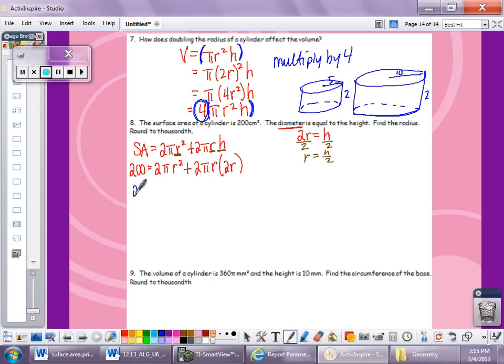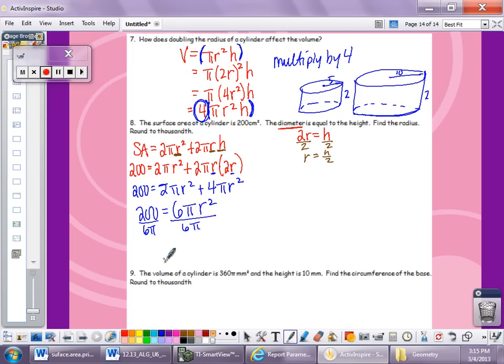So this gives me 200 equals 2 pi r squared plus 4 pi r squared, because I have an r here and an r here. I have 2 pi r squared and 4 pi r squared, so together I have 6 pi r squared. I need to get the r squared by itself, so I'm going to divide by 6 pi on both sides.